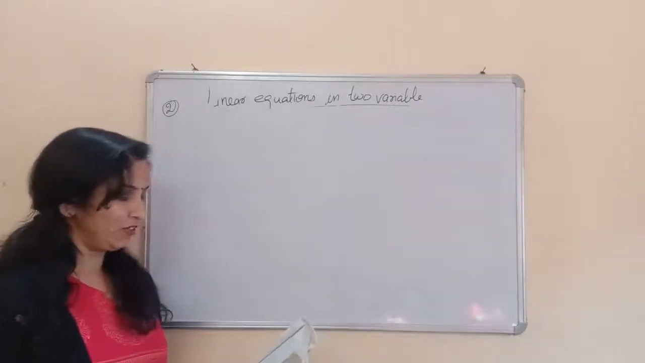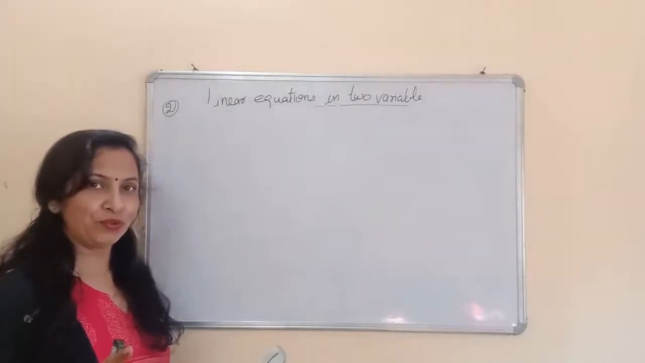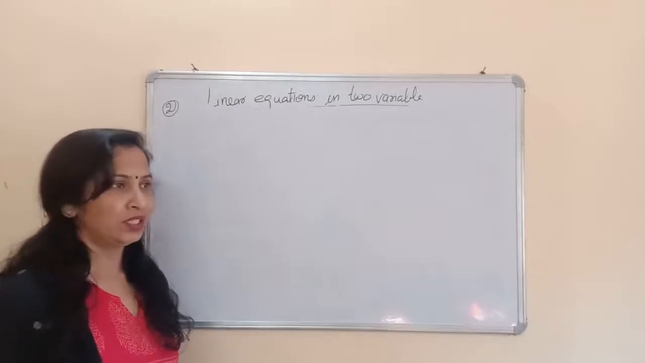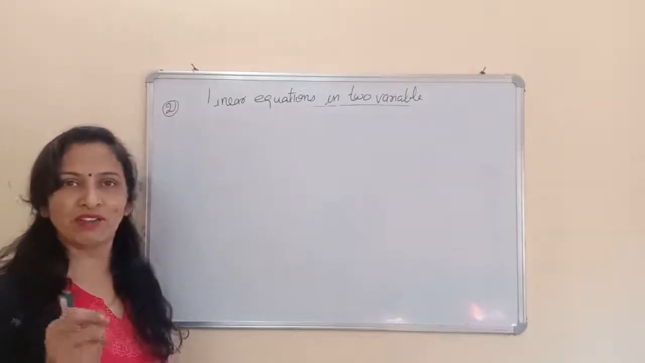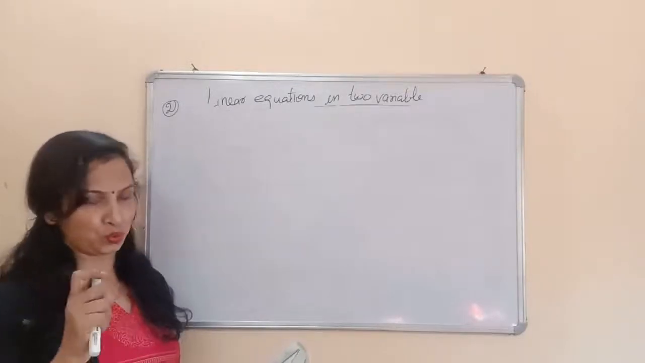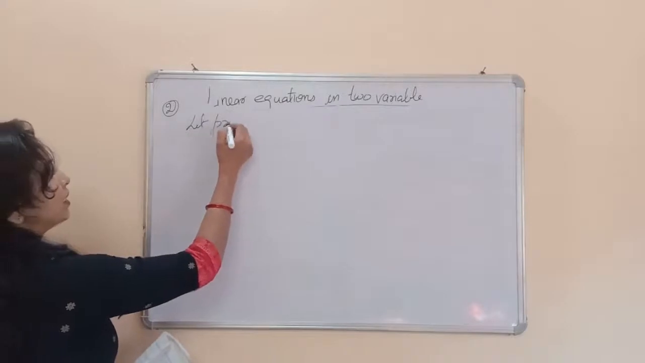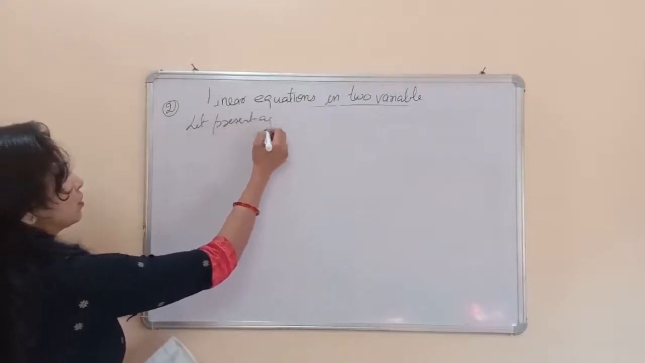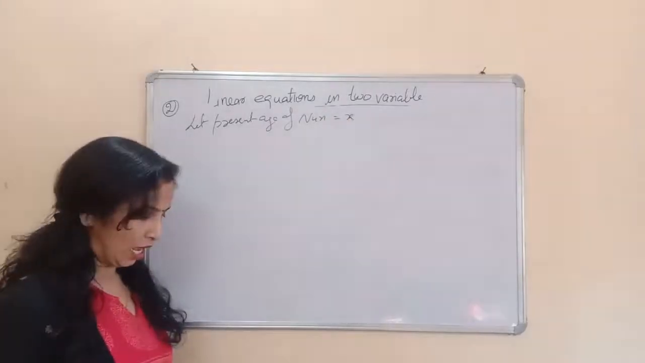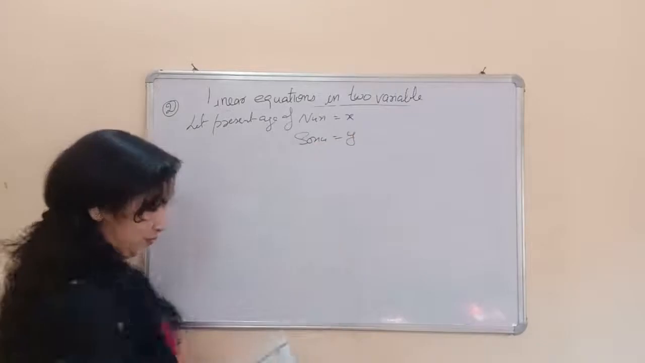In question 2, 5 years ago, again, I explained in the last lecture: if you want to find out your age 5 years before, what will you do? You will subtract 5 years from your age. So 5 years ago, Noori was thrice as old as Sonu. So let the present age of Noori be x and that of Sonu be y.